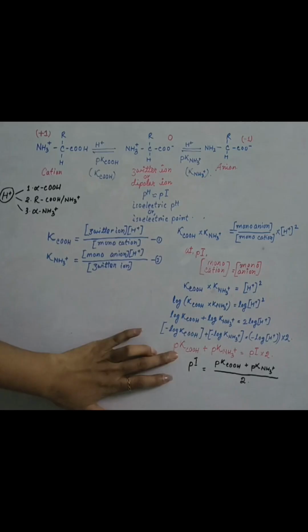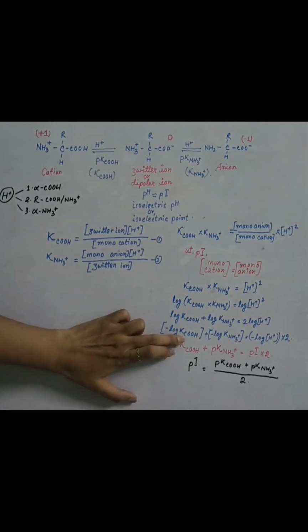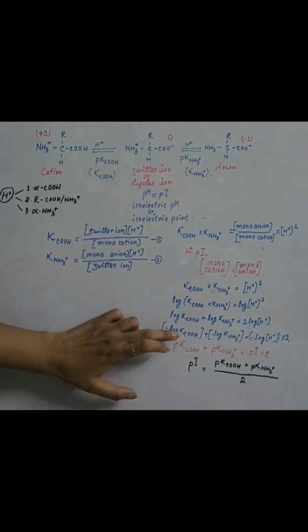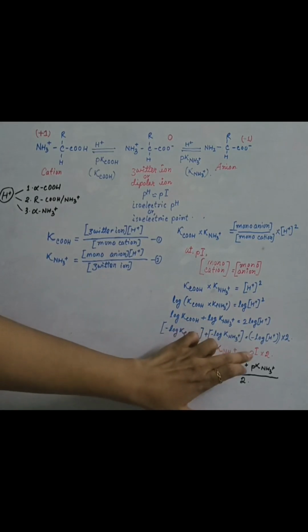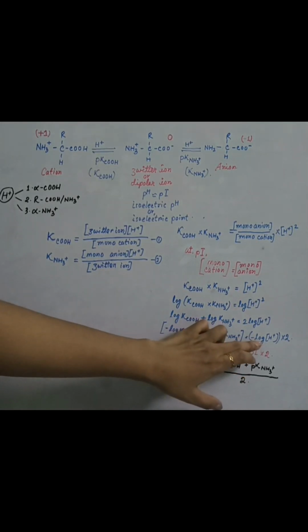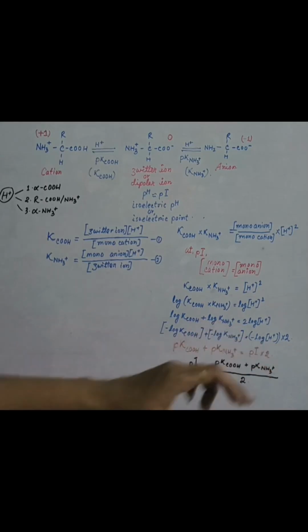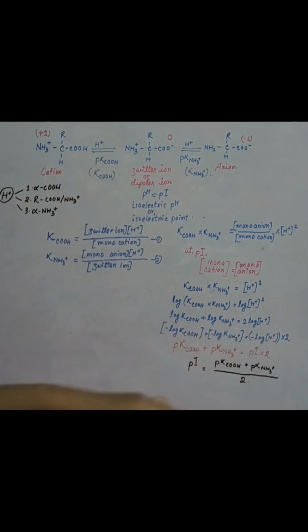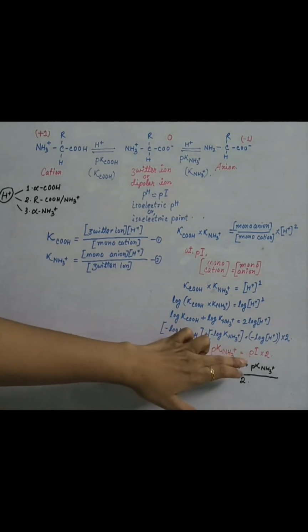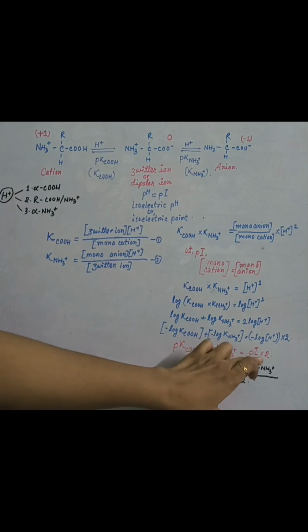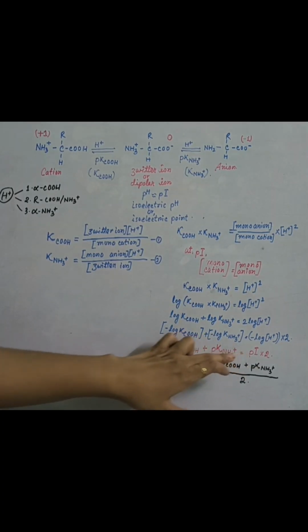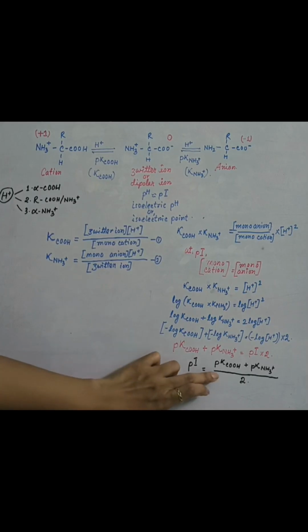pK value is nothing but the minus logarithm of the acid dissociation constant or the equilibrium constant. So for this, the pK value is pK of COOH plus pK of NH3+ equals the pI value. What is the pI value? And minus log H+, as we know, is the value of pH. So here we replace this pH with pI and then divide by 2. So then we get the pI value, which is the pK value.